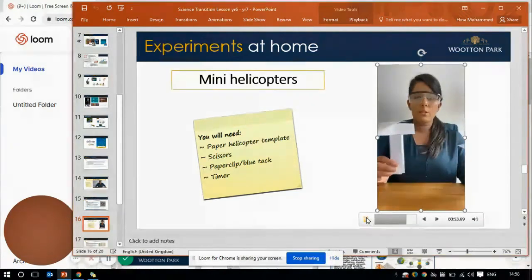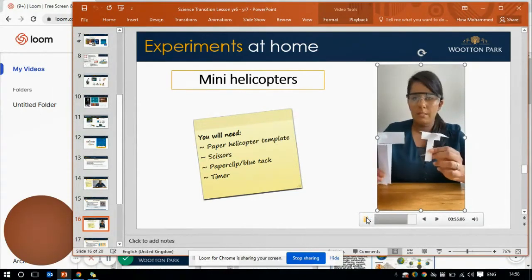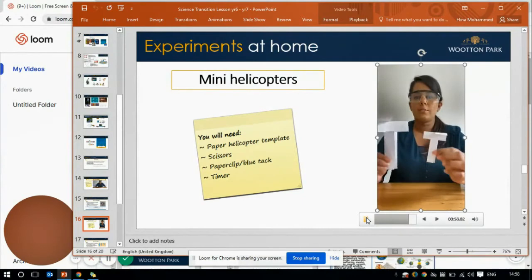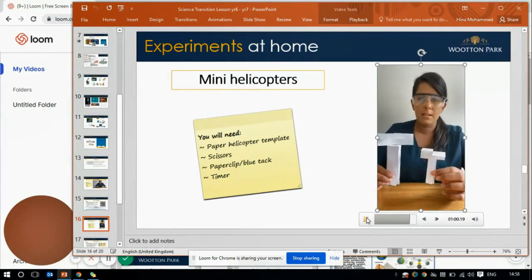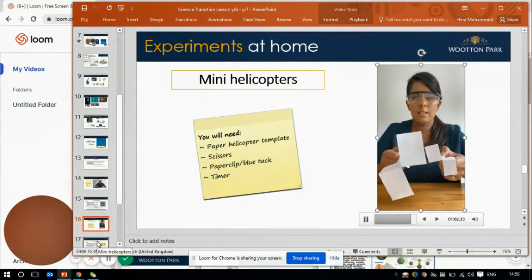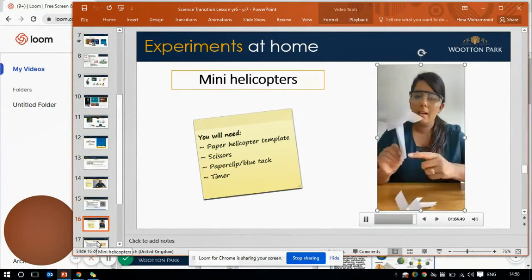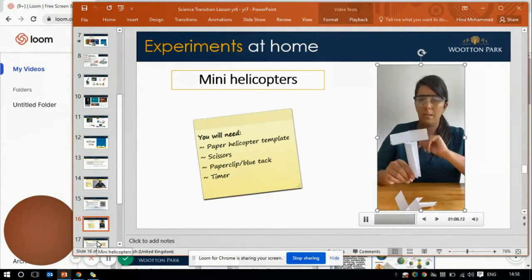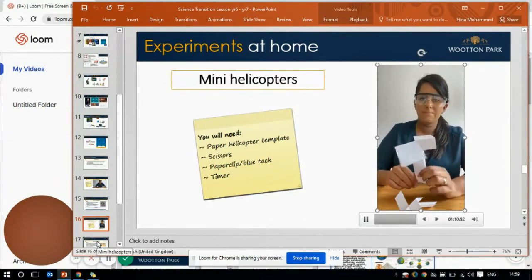You can also compare it to different sized helicopters, okay, and see how the different sizes affect the drop. Does it spin faster, slower? How does the size of the blade affect it? And how does the mass, the amount of mass you add on, affect the fall and the spin of helicopters?